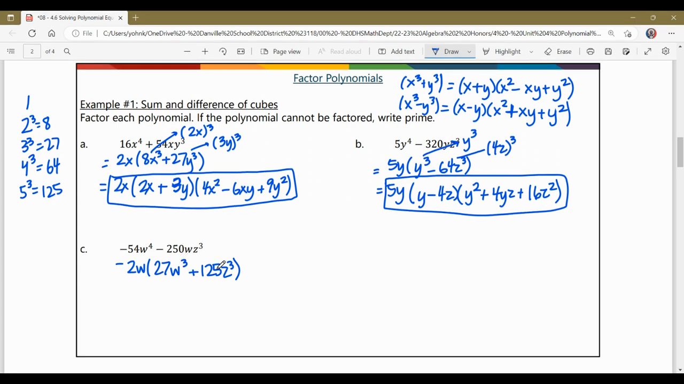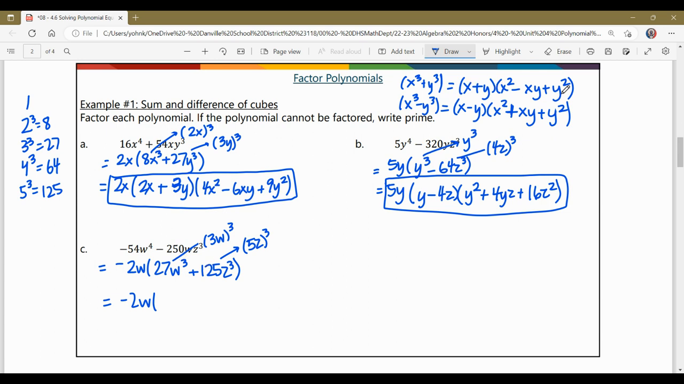So I have the sum of two cubes. The first one is 3w quantity cubed, and the second one is 5z quantity cubed. So I can let the negative 2w hang out.